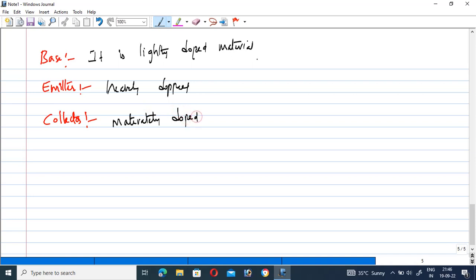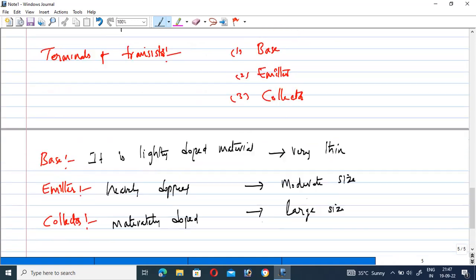If the size of the device's base is very thin, the emitter is moderate size, and the collector is large size. So this is a very brief introduction about the transistor.